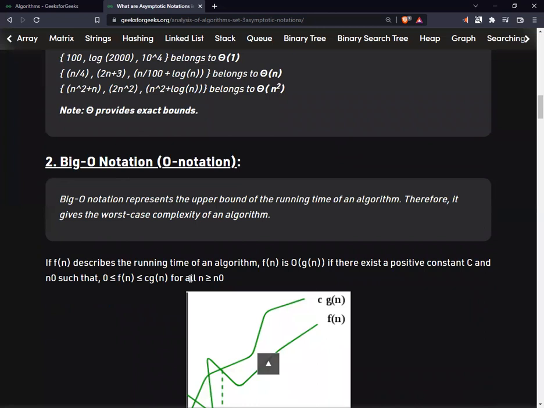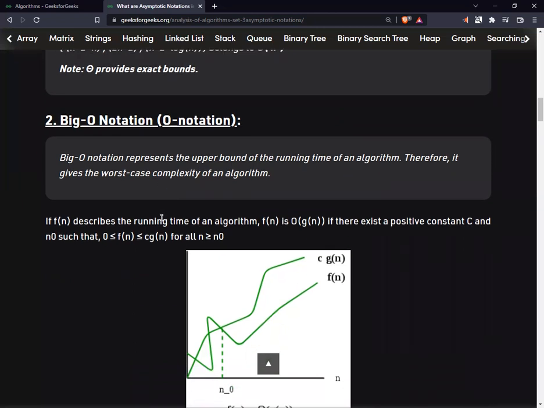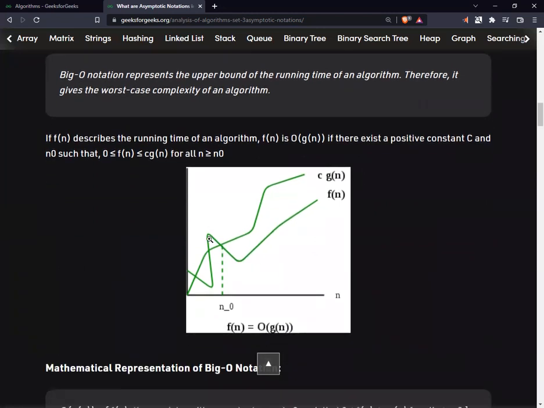Big O notation. Big O represents the upper boundary of the running time of an algorithm. Therefore, it gives the worst case of an algorithm. If f of n describes the runtime of an algorithm, f of n is O of g of n if there exists a positive constant c and n0 such that 0 is less than or equal to f of n, which is less than or equal to c times g of n, for all n more than or equal to n0.